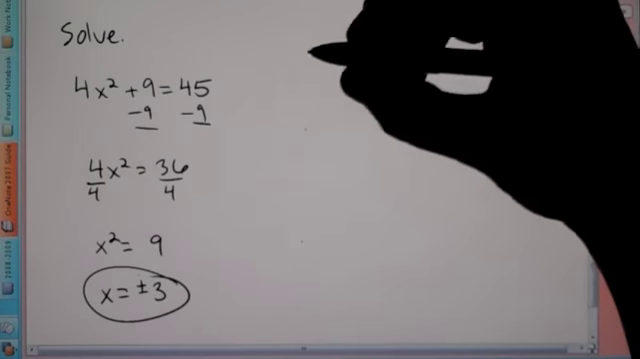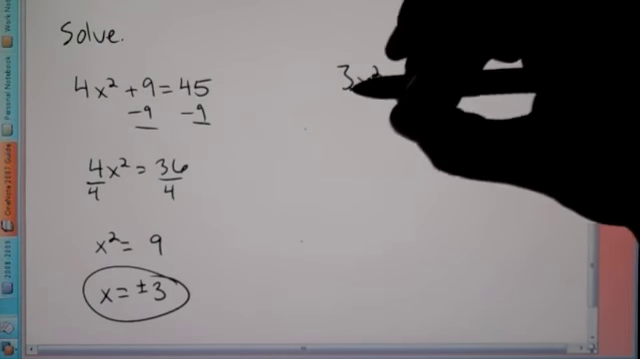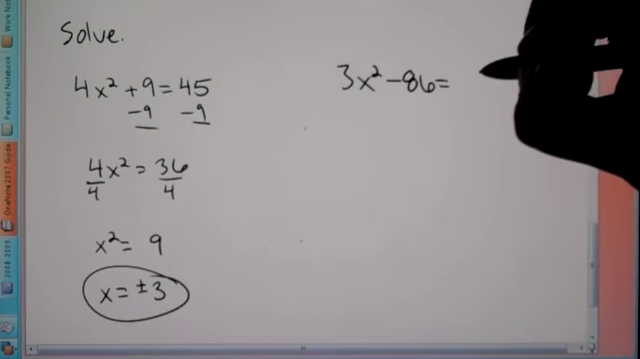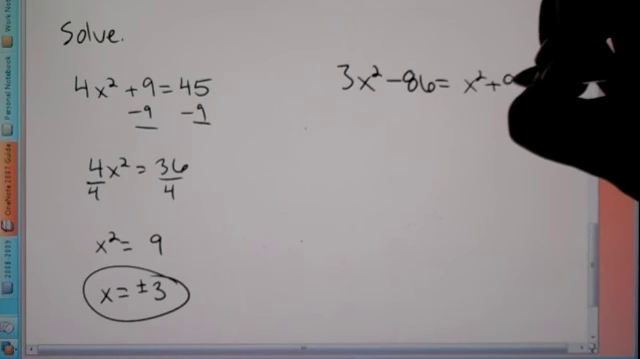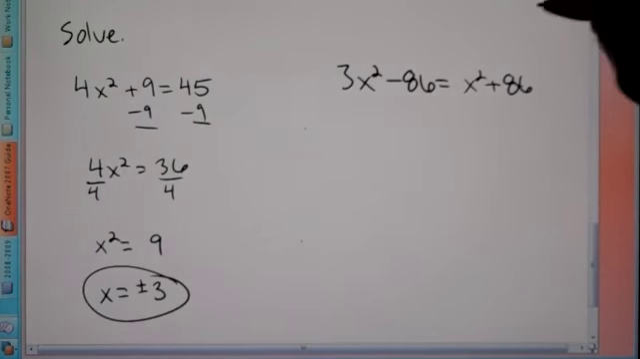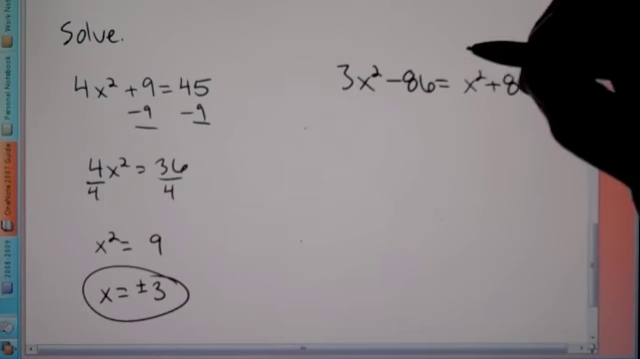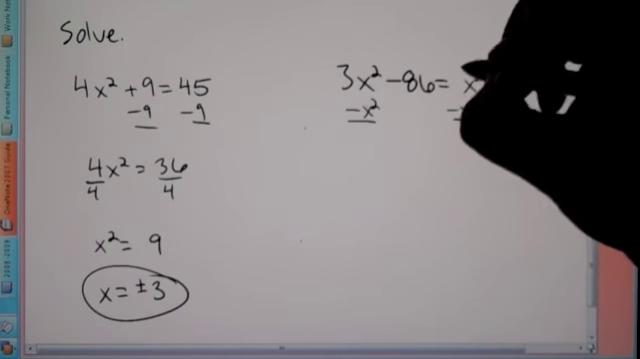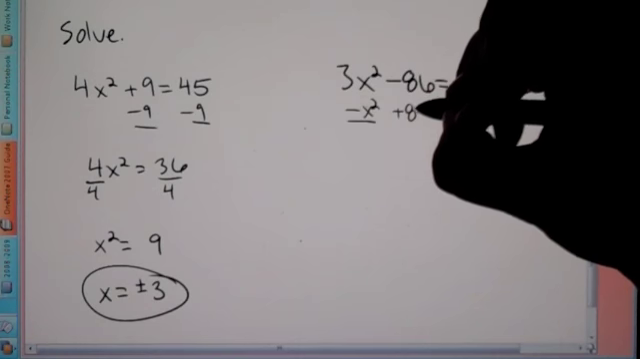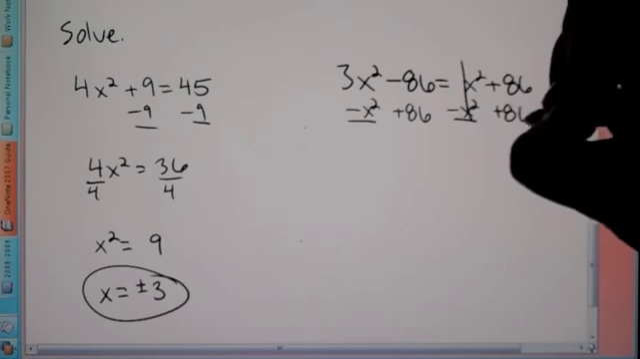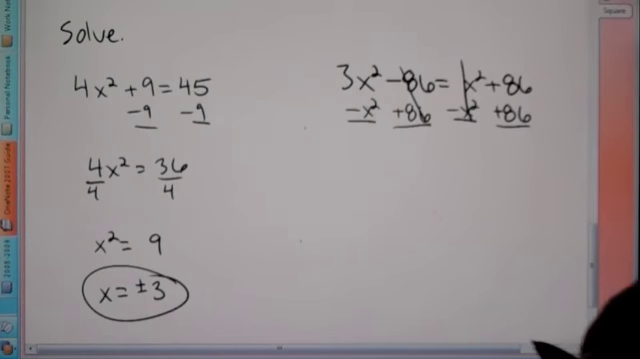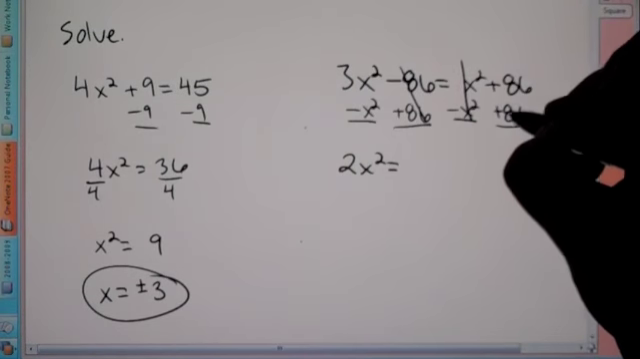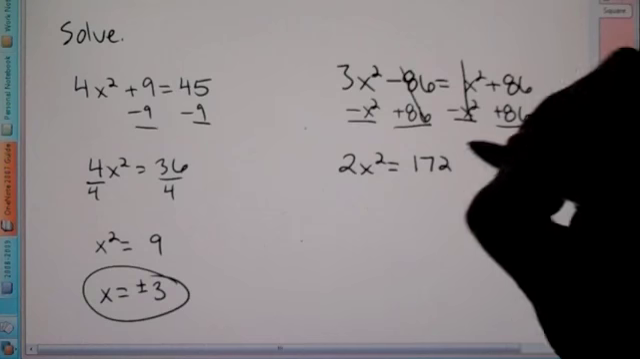Alright, let's do one last one. 3x squared minus 86 is equal to x squared plus 86. Alright, so again on this problem you want to get x by itself. So we're going to move the x squared. So we're going to move that over, and we're going to move this over by adding. Okay, so those cancel out. I'm left with 2x squared is equal to 172.